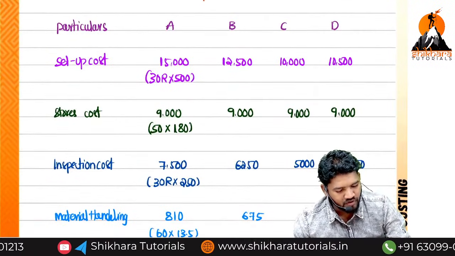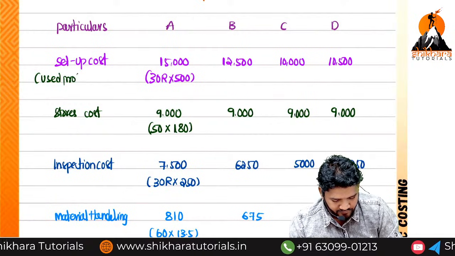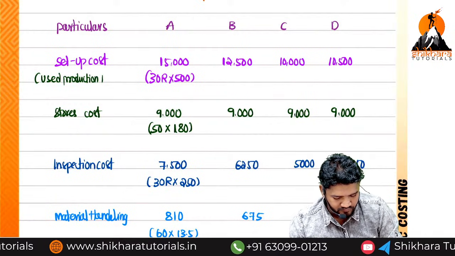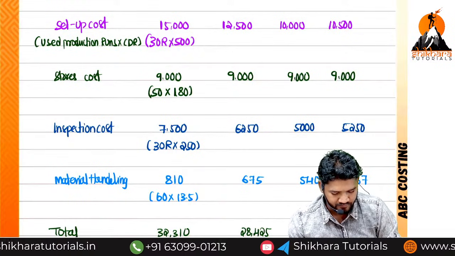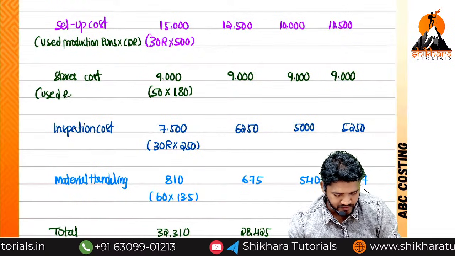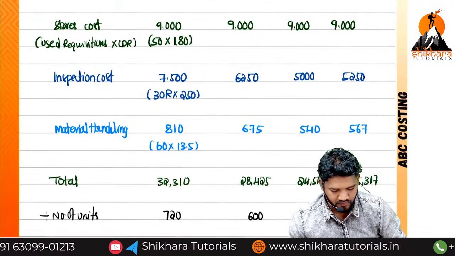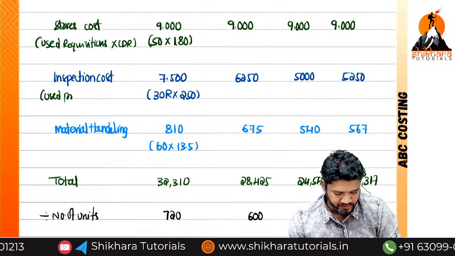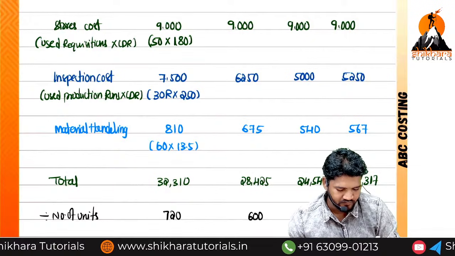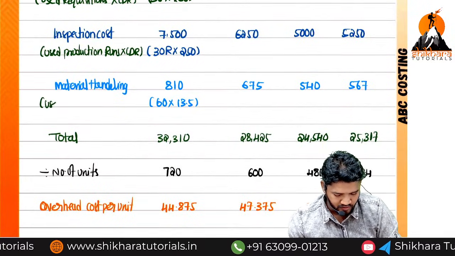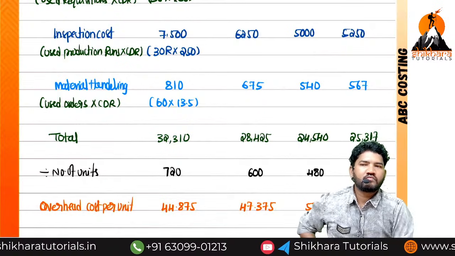When you come to the calculation part, you have to write formulas. How do you apportion store cost? Used requisitions into cost driver rate. Used production runs into cost driver rate. What about material handling cost apportionment? Used orders into cost driver rate. Okay now?